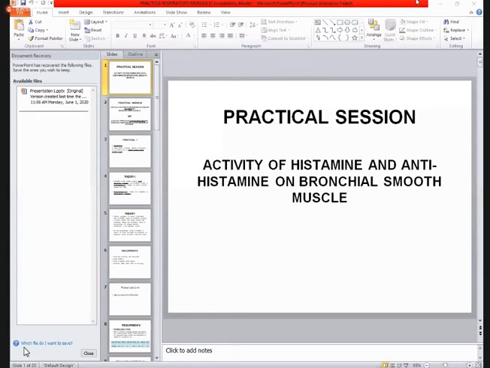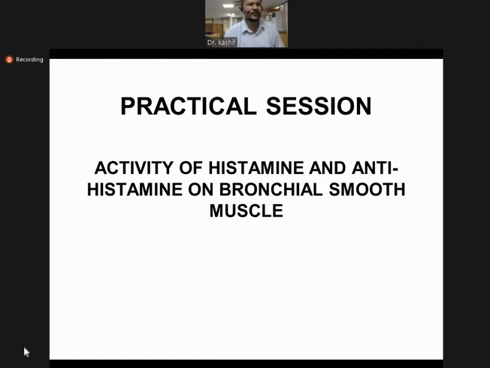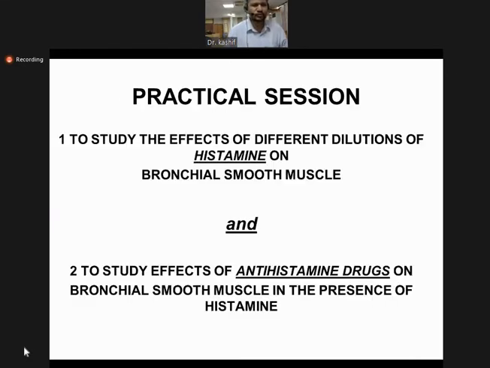Sir, one of your practicals regarding this respiratory module is on the activity of histamine and antihistamine on bronchial smooth muscle. Theoretically, we all know that histamine is a substance that is basically a bronchoconstrictor. So we have to see practically how histamine works as a bronchoconstrictor and how different drugs act to relieve this symptom. This topic is basically divided into two practical parts.